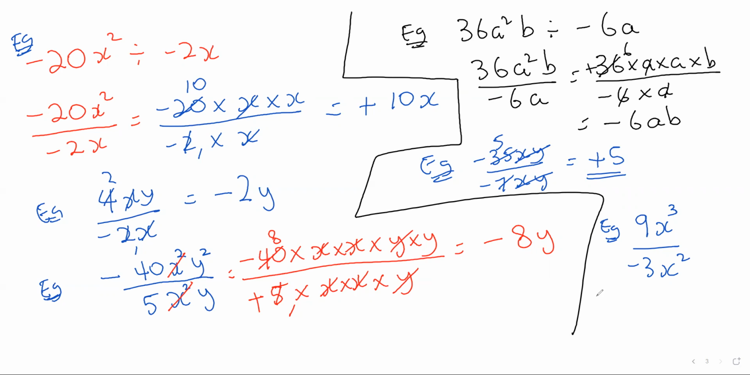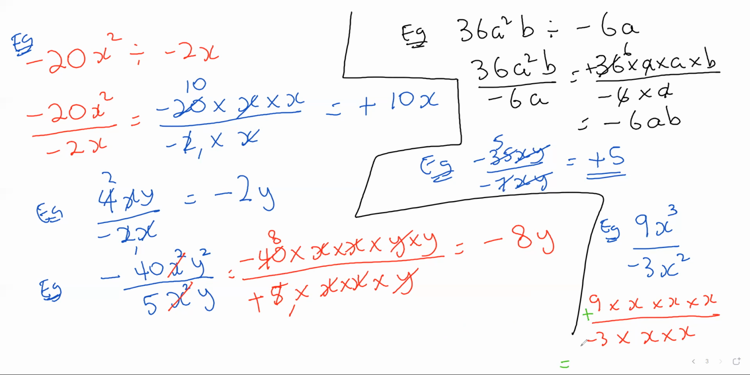We could break up 9x cubed to be 9 by x by x by x. Cube, x to the power 3, is x by itself 3 times. Now we're dividing this by minus 3 by x squared. X squared is x by itself 2 times, right? Again, let's reiterate. When we write x in algebra, the multiplication sign and the normal x are different, like this, right? So let's do the calculations here quickly.